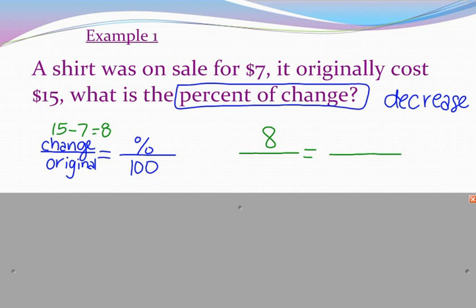On the bottom goes the original. How much did the shirt originally cost? And that's going to be the 15. And then we're going to finish setting up our proportion here.